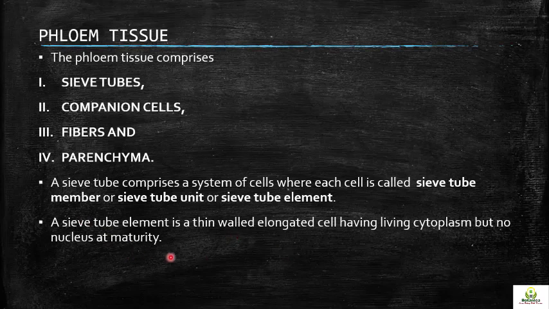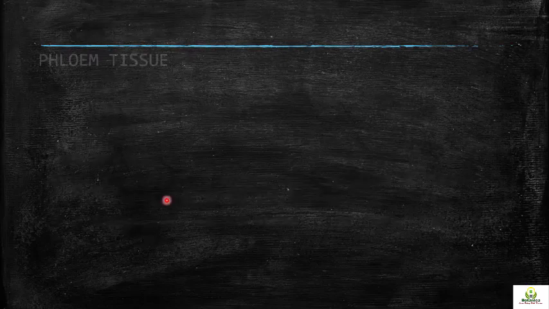So the sieve tube elements are thin walled, not thick walled, and elongated, and they contain living cytoplasm. But they have another exception, that they have no nucleus when they are mature. The nucleus is present when they are young, or when they are dividing. So immature cells of the sieve tubes contain the nucleus, but when they are mature, the nucleus and most of the other organelles are lost, and the mature sieve tube elements are without a nucleus.